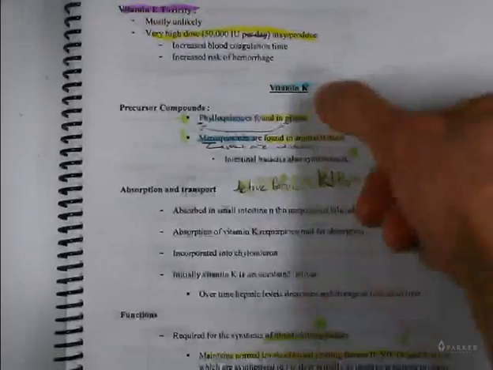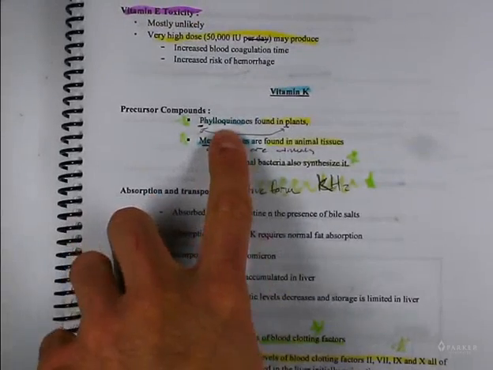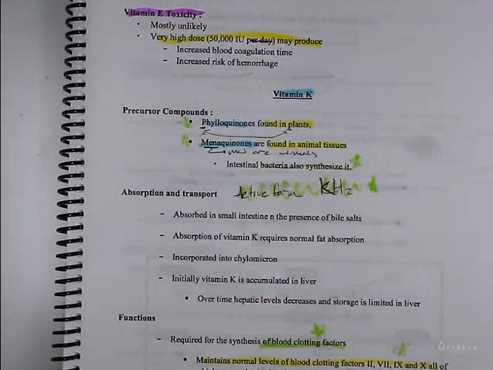Okay. Vitamin K. Two sources. Phyloquinones found in plants and menaquinones found in animal sources. It's easy to remember. Men are animals. And phyl has something to do with plants. Think of chlorophyll and stuff like that.